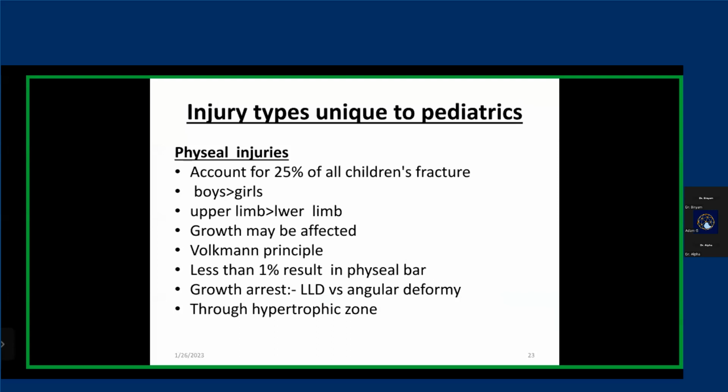In addition to that, like all traumas, boys are affected more than girls, and upper limb injuries are more common than lower limb injuries. And the devastating thing about physeal injuries is that it affects the growth of that limb. If it's misdiagnosed, mistreated, or missed in general, it might have catastrophic consequences, including either growth arrest, resulting in limb length discrepancy, or an angular deformity, because half of the growth plate is damaged due to trauma and the other side keeps growing. So you can imagine it results in an angular deformity.